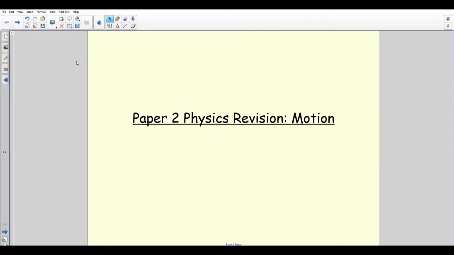Okay, this is trying to help you with your revision for the motion topic in paper 2 physics. So you should have a little booklet, and the idea of this is you fill in the booklet as I'm going through the video. So there might be bits that I tell you how to do, there might be bits that you have to then have a go at and do yourself.